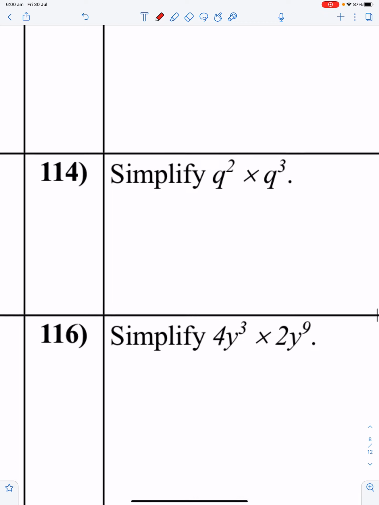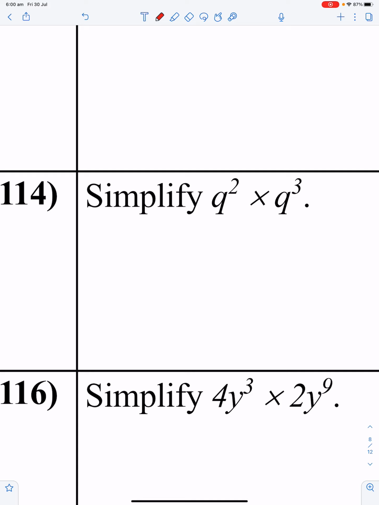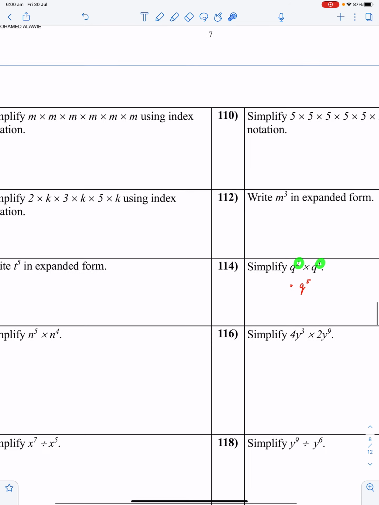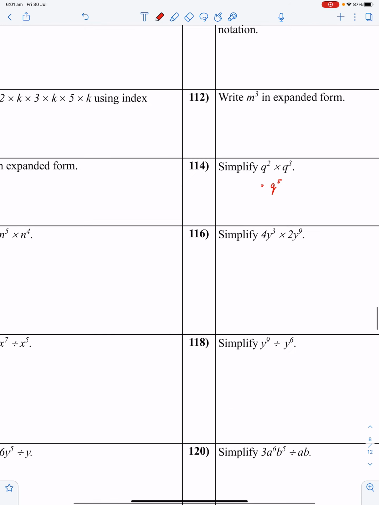Now, if you recall in class, when you do q squared times q cubed, whenever you're multiplying, you add the powers. Okay? So these powers get added, that one there and that one there. Same thing with the next one, question 116. 4 times 2 is 8. Then you put the y back.